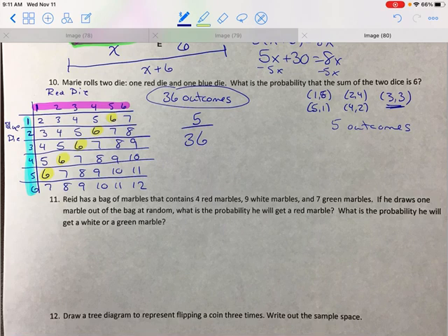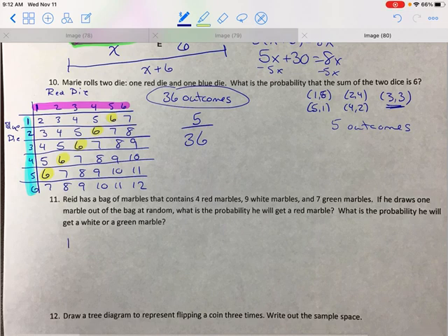All right, number 11: Reed has a bag of marbles. There are 4 red, 9 white, and 7 green. If he draws 1 marble out of the bag at random, what's the probability he'll get a red? And then the second part: what's the probability he'll get a white or a green?